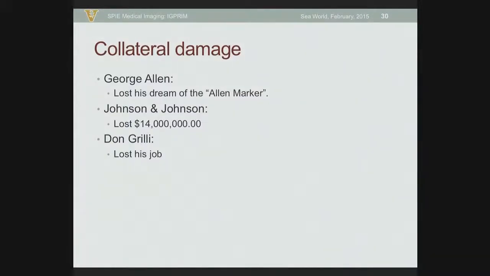So what was the collateral damage from this murder? Well, first of all, George Allen had a dream of the Allen marker. That went down. Johnson & Johnson, well, they lost $14 million. Of course, they're a multi-billion dollar, whatever. Don Grilly lost his job.